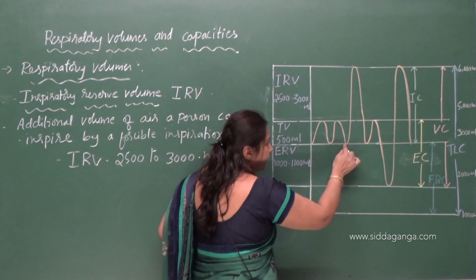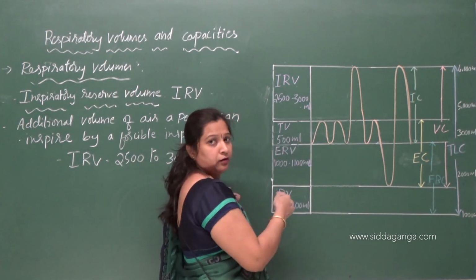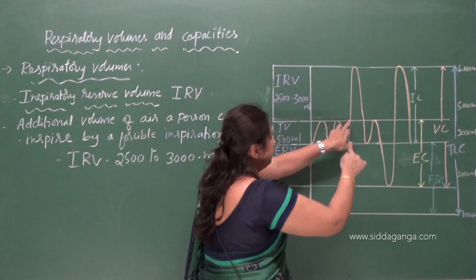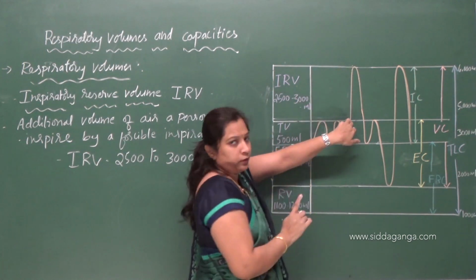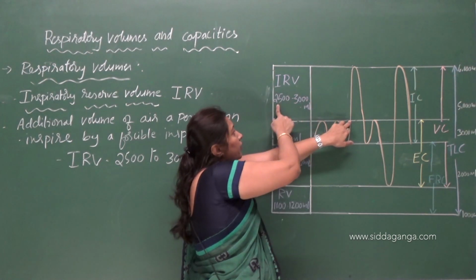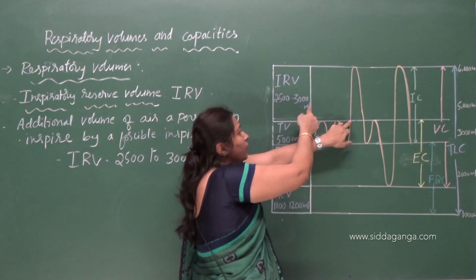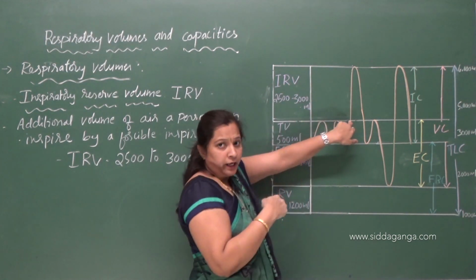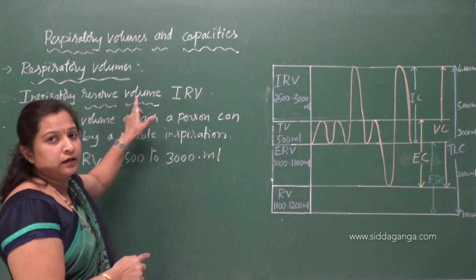If we inhale normally, we can take 500 ml of air inside. After normal inspiration, if we inspire forcefully, we are able to take some additional volume of air, that is 2500 to 3000 ml of air. This additional volume of air which we are able to take by forcible inspiration is called the inspiratory reserve volume.